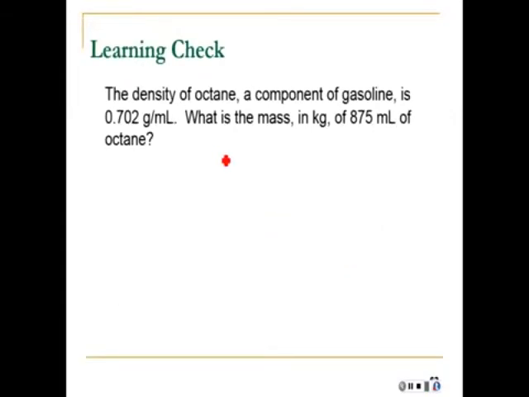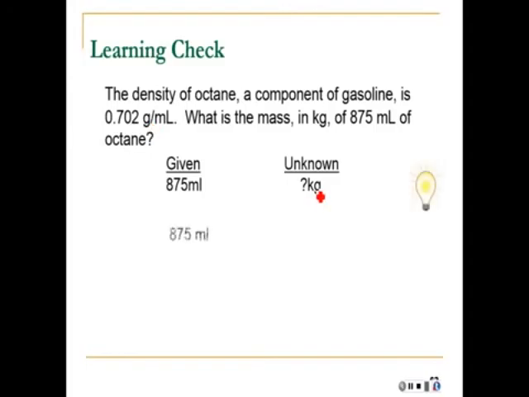And here's an example. Let's say we want to find the mass in kilograms of 875 milliliters of octane, and here's the density of the octane. So we're given 875 mLs, how many kilograms? And you notice that the density is in grams per milliliter. So I'm given grams, but I have to get kilograms.